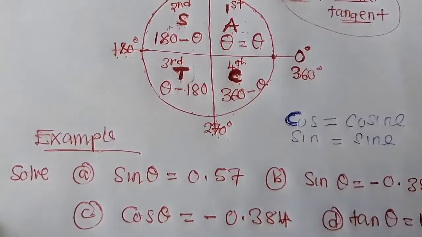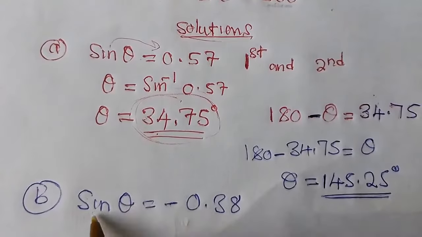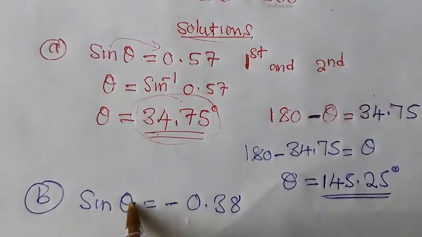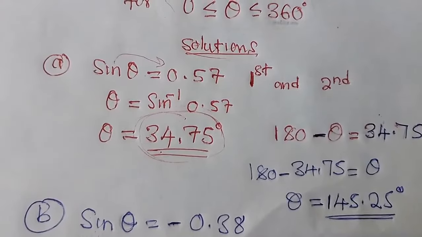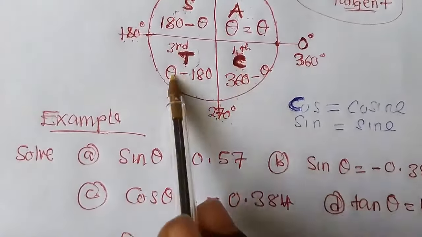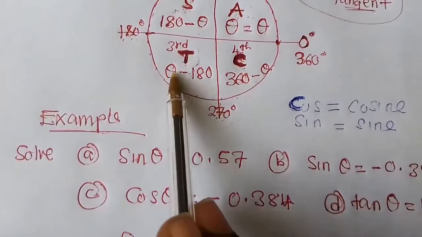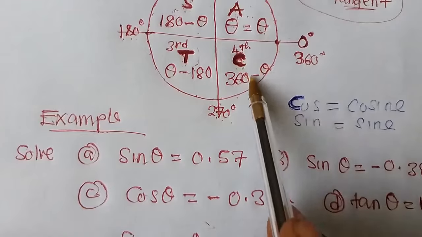So I want to find this one here. Sine theta here. Sine is negative. Since sine is negative, it is lying in the third quadrant and fourth quadrant. These are what I'm going to use: theta minus 180, 360 minus theta, 360.